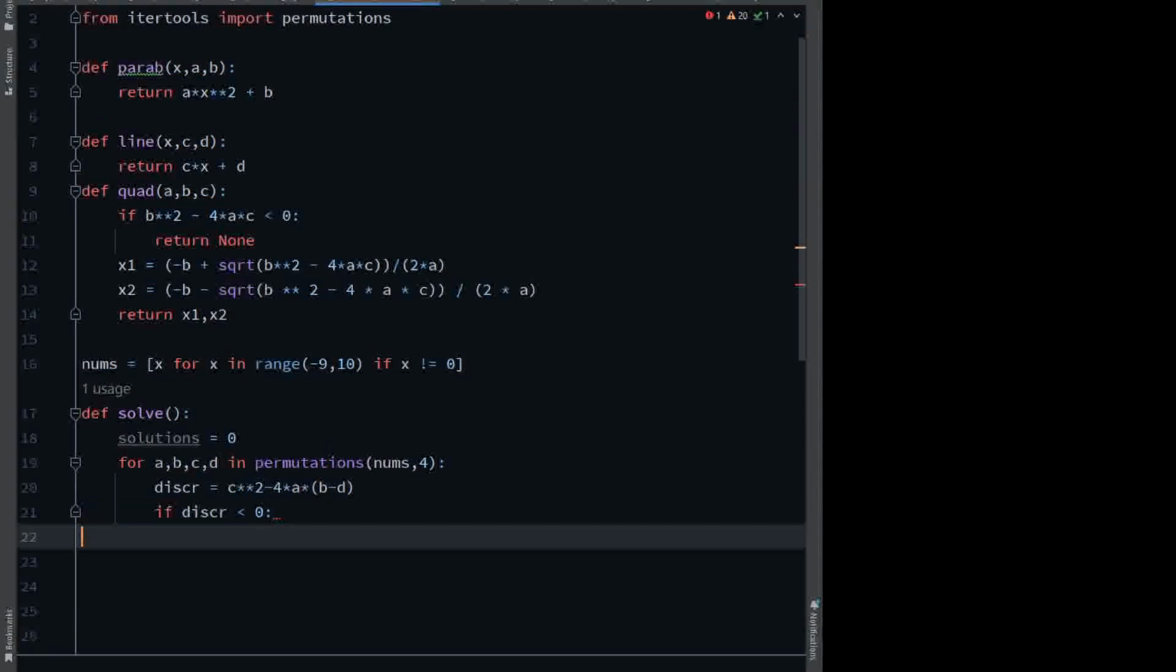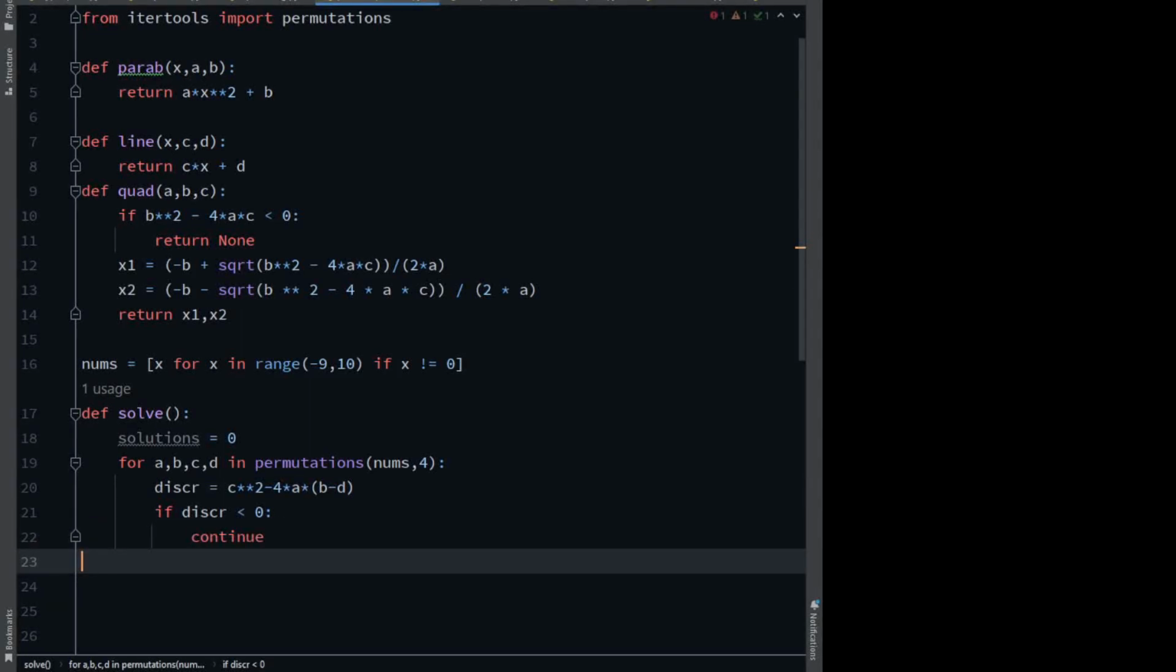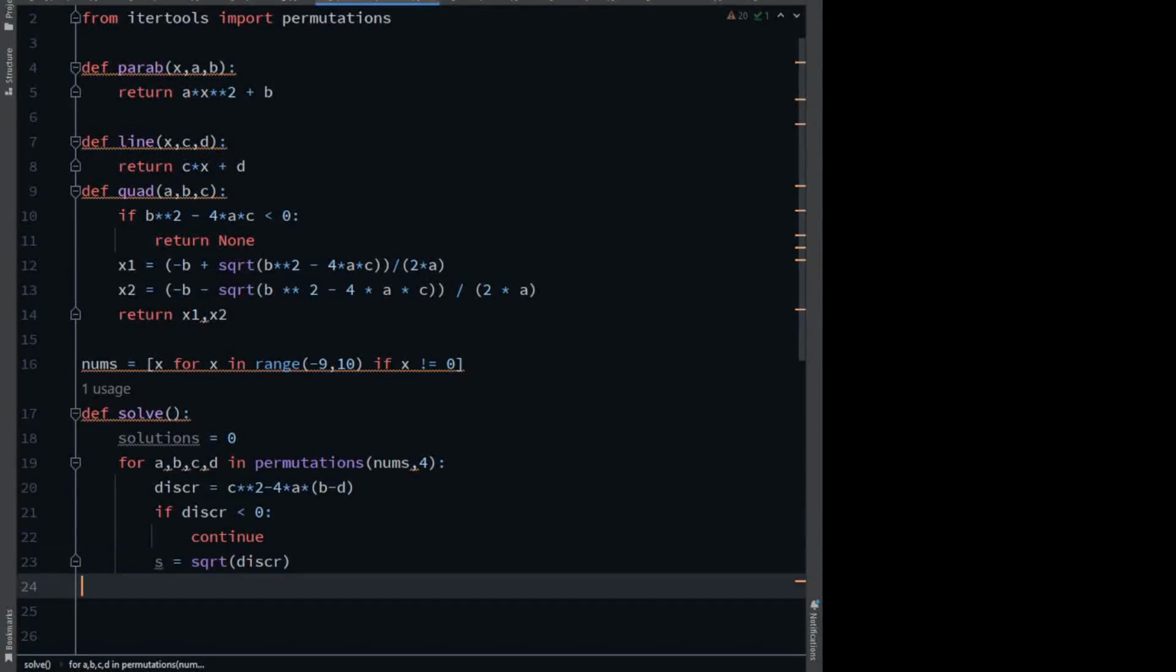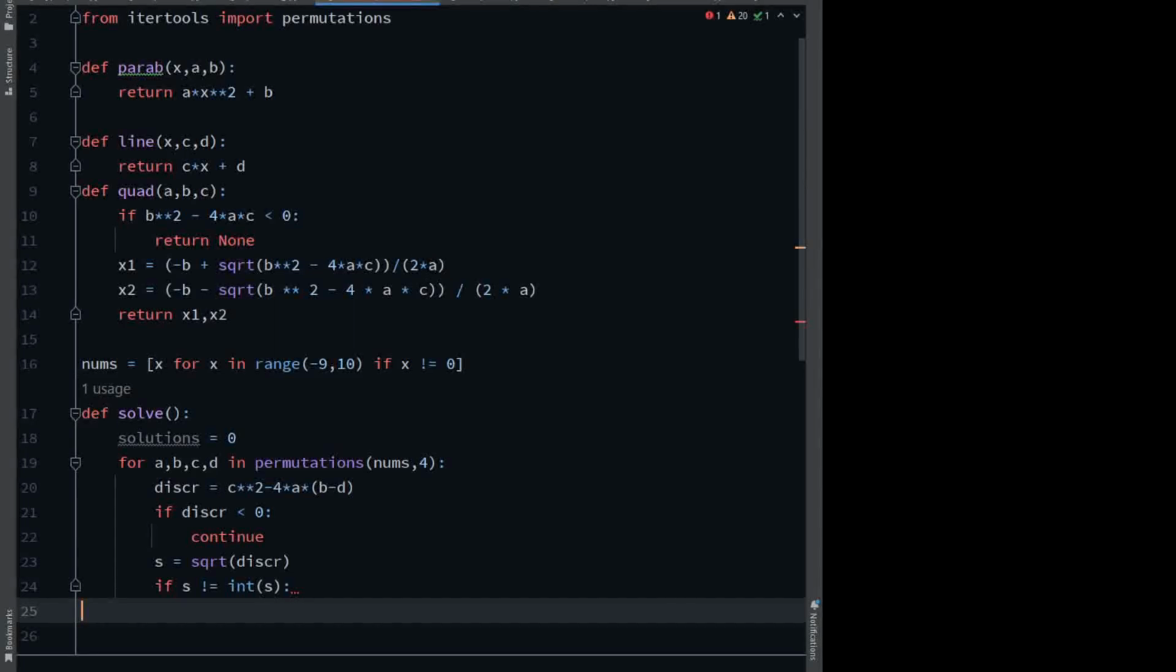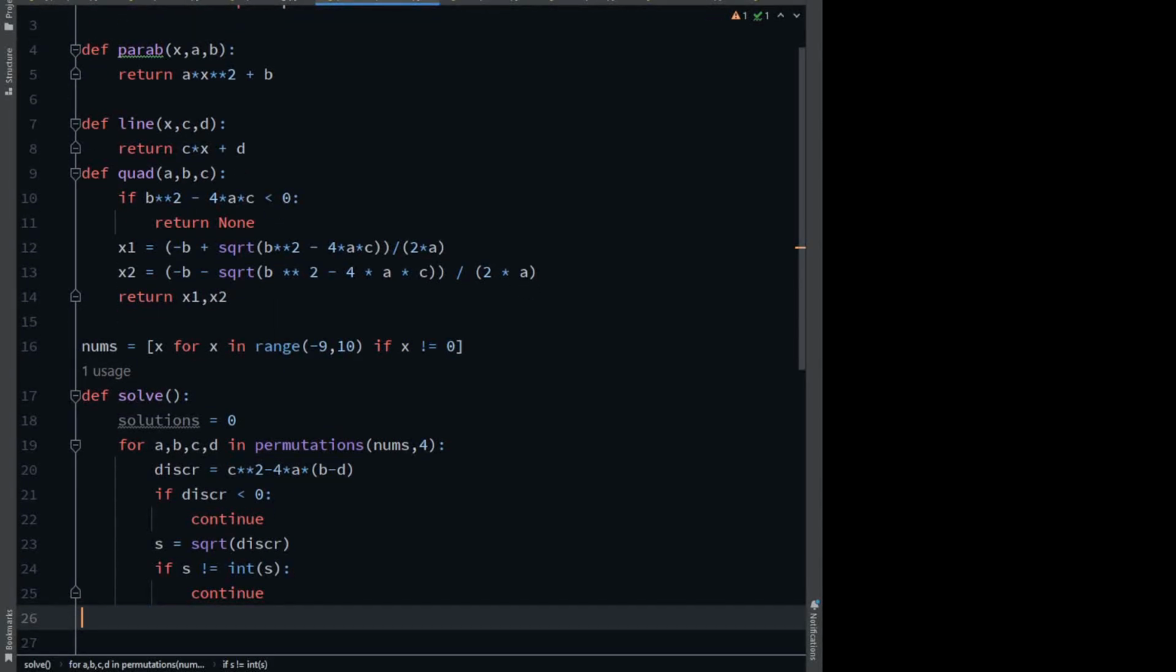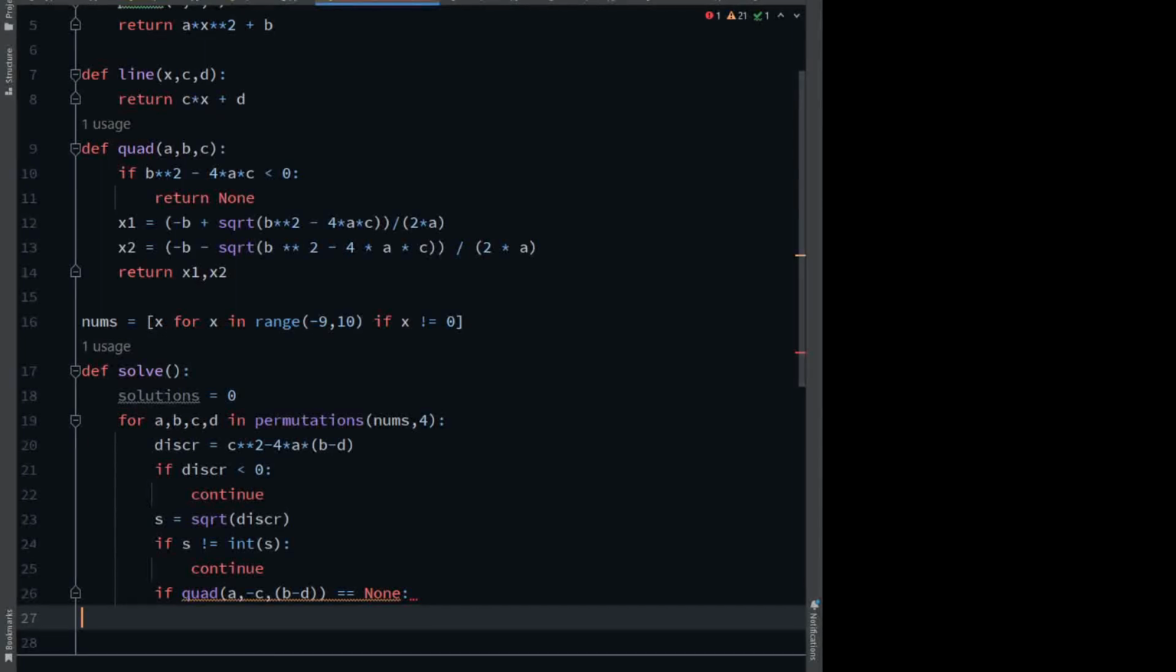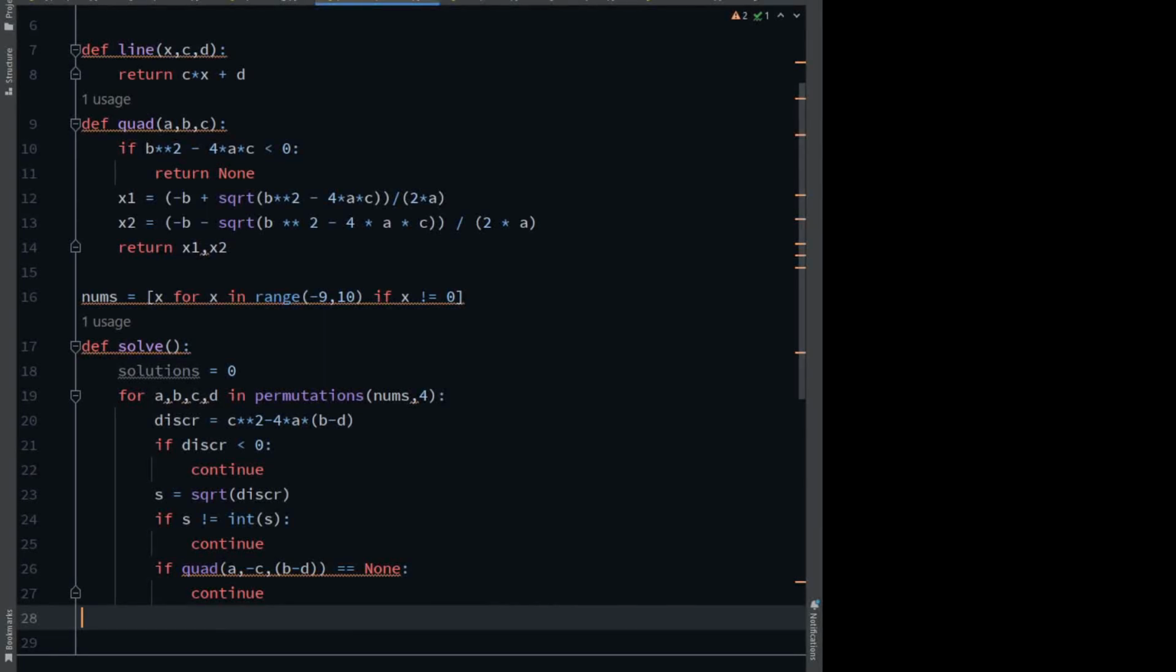So if the discriminant is negative, yep, continue. Those numbers don't work, get 4 more numbers. You're going to see that a lot. Take the square root of the discriminant. Now if that's not an integer, you're going to continue, meaning go back to the beginning of the loop. Get 4 more numbers. But if you can keep going, then check if the quadratic formula gives us none. If it does, then continue. Those aren't the right numbers.